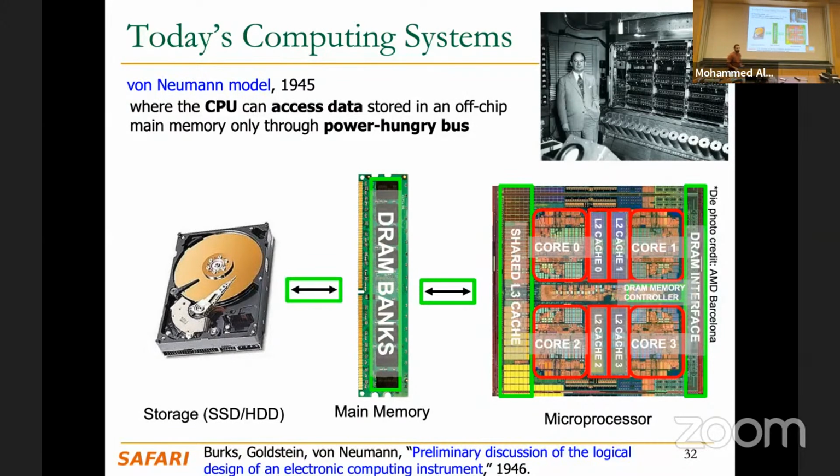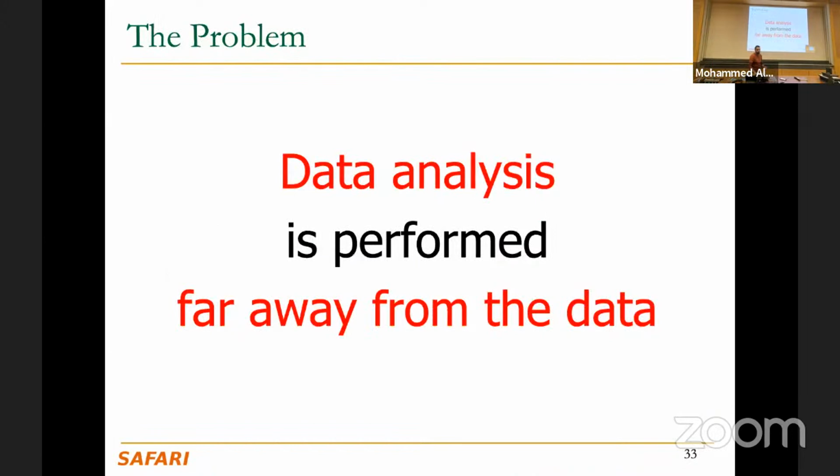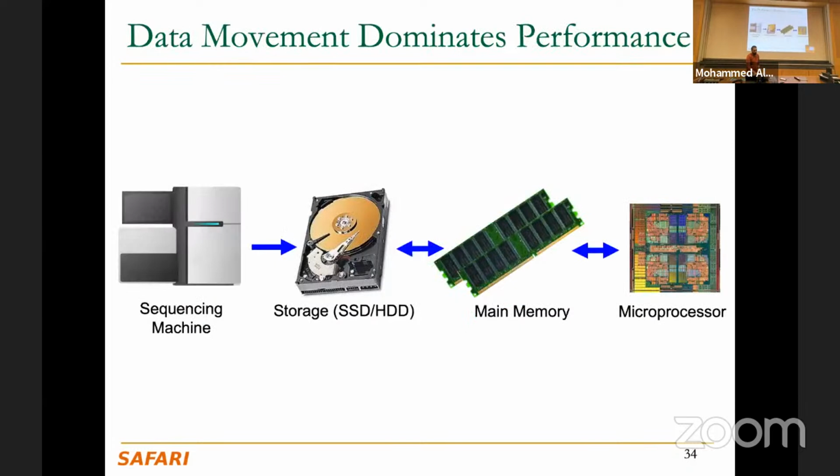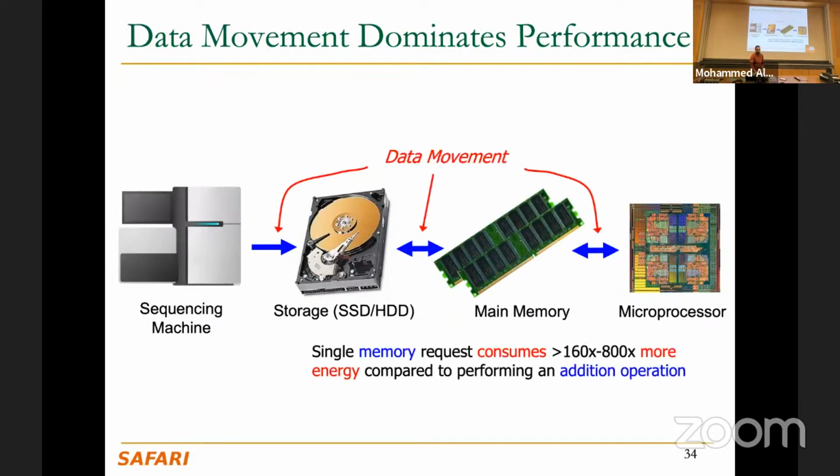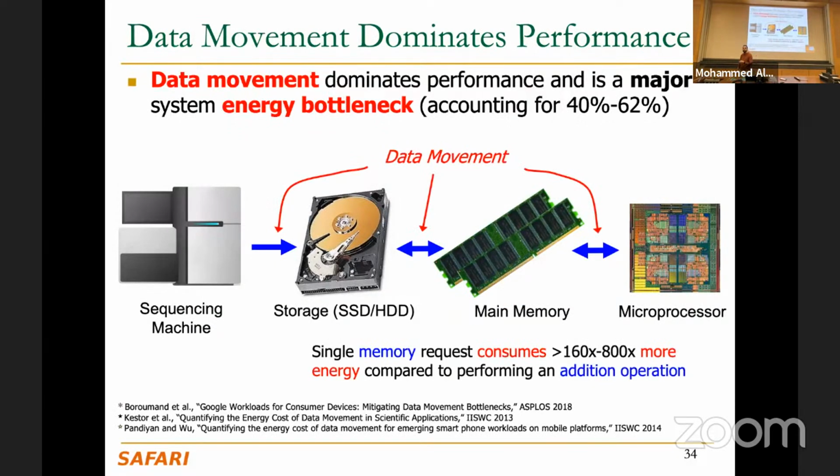And that's very inefficient. It will take about 60% of the entire energy spent in the system just in data moving, not in computation. And that's why data analysis is performed far away from the data, which is very inefficient. And here's the paper mentioning that 60% of the energy is just spent on data movement. We didn't do computation yet.